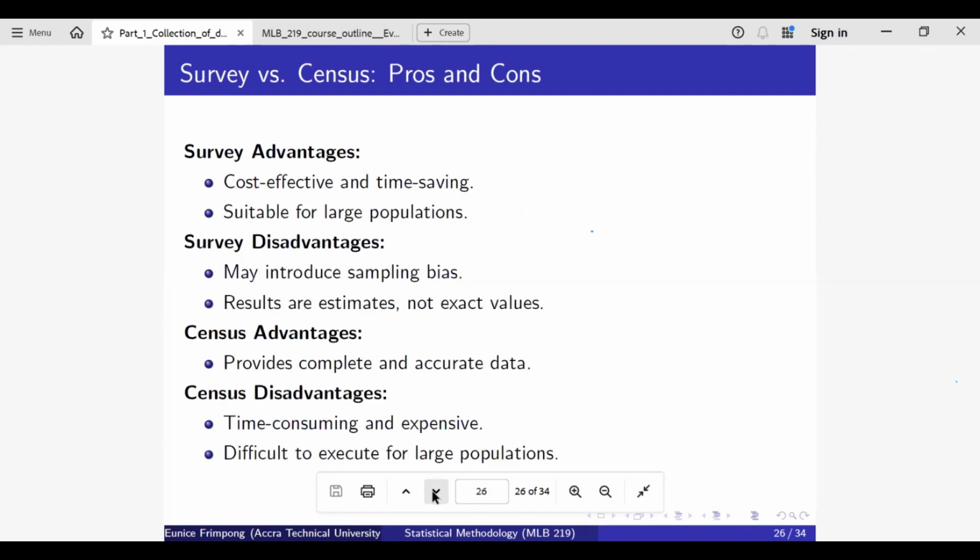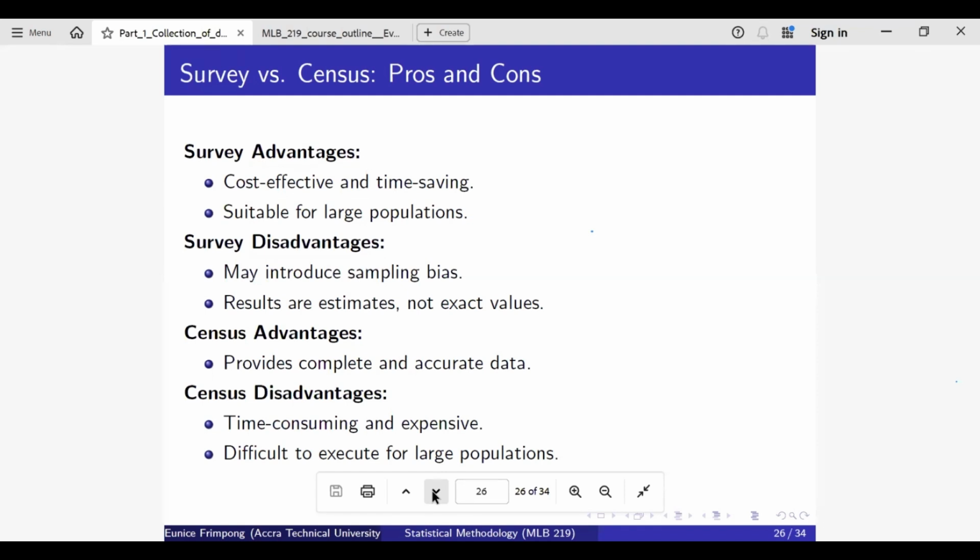So let's look at the pros and cons of survey and census. Surveys are quite similar to the pros and cons of sample and population. Surveys are cost-effective and time-saving, and they are suitable for large populations. Of course, if the population is very large, you had better use the sample than a survey. Otherwise, you will use forever to do your study. But there are some disadvantages too.